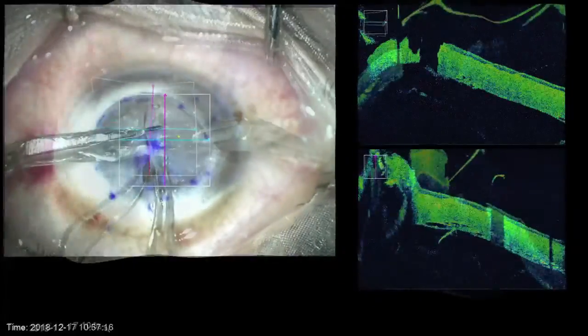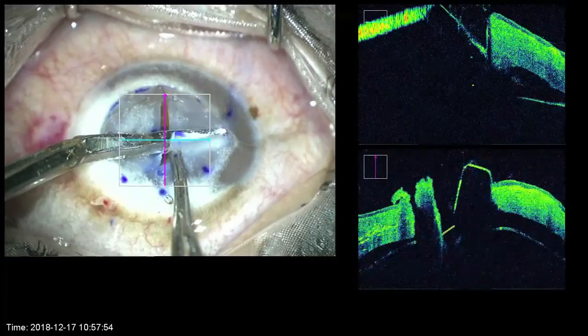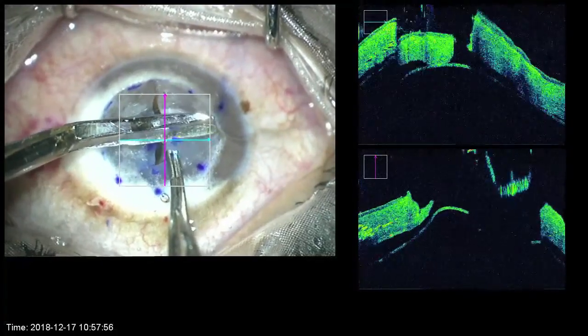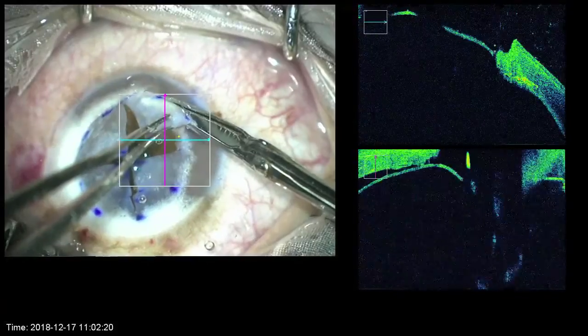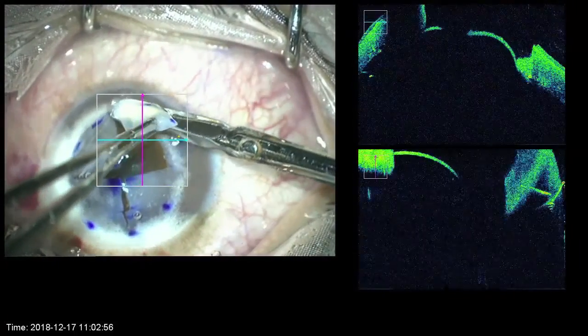Care must be taken to keep the scissors horizontal so as to avoid damage to the underlying Descemet's membrane. Each of the quadrants is then excised with the help of a curved Vannas.